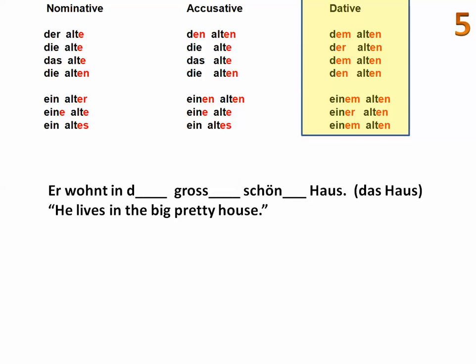And then we're asking ourselves, is it a definite or indefinite article? And here it is a definite article. And then the last question is, what is house? It's a das word. So it's going to be in dem großen schönen Haus. Er wohnt in dem großen schönen Haus.